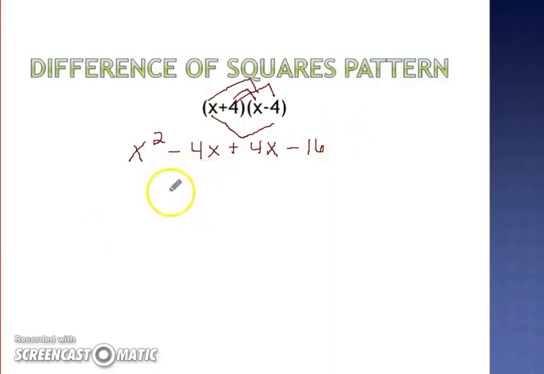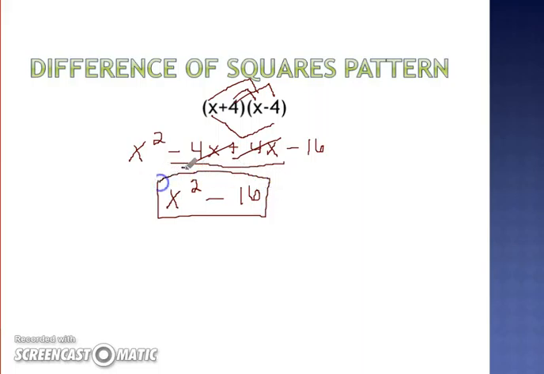After combining these terms, we end up with x squared and then a minus 4x plus 4x. These two cancel out. They're opposites. And we're left with x squared minus 16. So we've got x squared minus 16. We're showing subtraction and then two perfect squares.